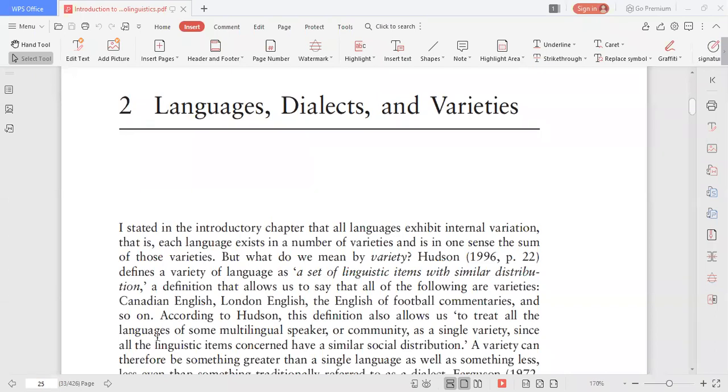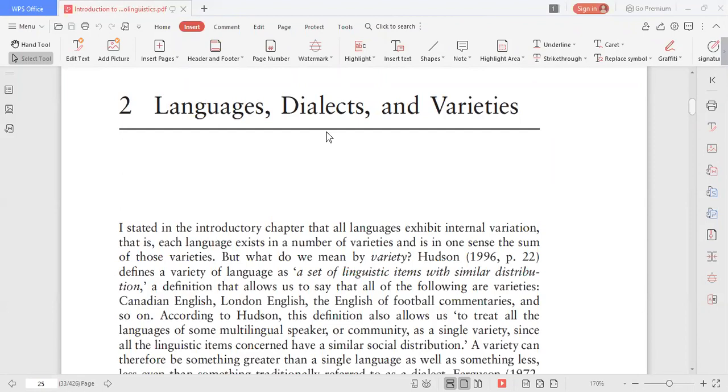In this session, sociolinguistics and psycholinguistics. So today, from this session, we'll be talking about languages, dialects, and varieties from sociolinguistics. And you can see I have shared a chapter from the book called An Introduction to Sociolinguistics by Ronald Wardhaugh. I hope you can see the screen, right? Right, sir. Okay, that's great.